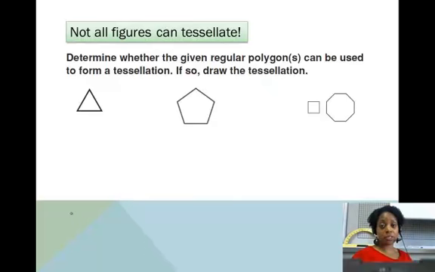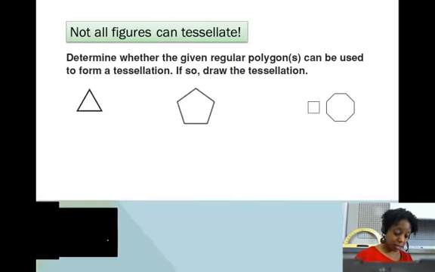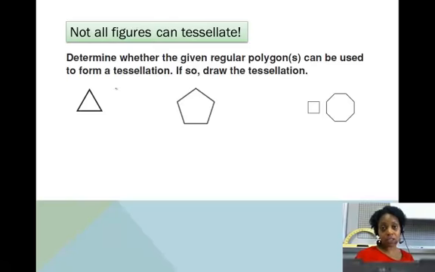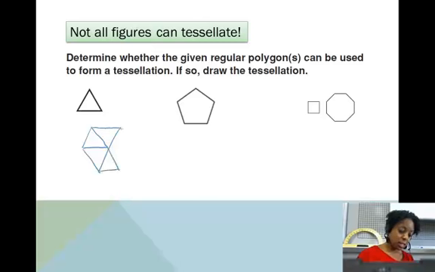All right, now it's important to know that not all figures can tessellate. Remember what we said about the angles where they meet at any vertex? All of those angles have to add up to 360 degrees. So given this particular figure, could we come up with a tessellation? Well, it looks like a regular triangle, so all of the angles would be 60 degrees. So I think that we could definitely tessellate this figure. The tessellation could look something like this, and all of those angles add up to 360 where they meet at the vertex.